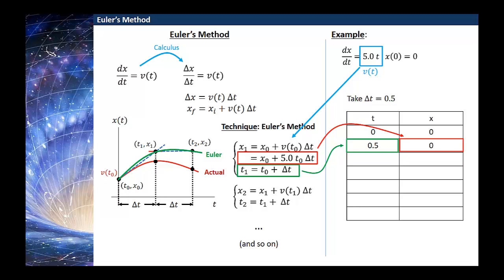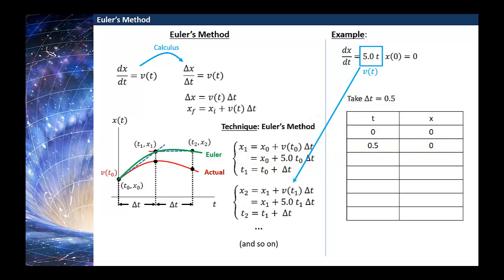Now let's go on to the next step, finding x2 and t2. For x2 and t2, I'm again going to take my v of t, which is 5 times t, and I'm going to plug it in for v evaluated at t1 now. So that's telling me the slope evaluated at point t1. So x2 in this case is going to be x1 plus 5 times t1 times delta t. Well, I can read those off. x1 is still 0, plus 5 times t1. t1 now is not 0. t1 actually is the t line from right above this one, so that's 0.5, and then times delta t, which is also 0.5 in this case.